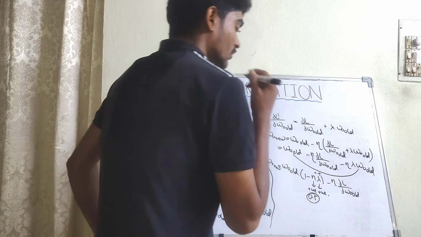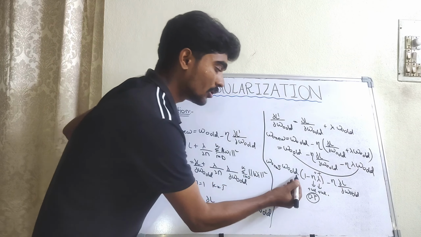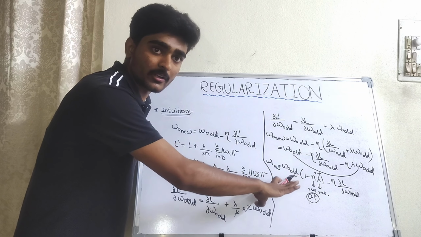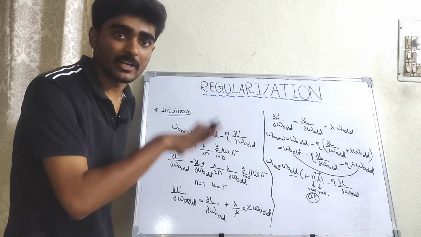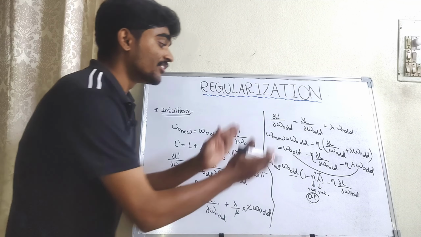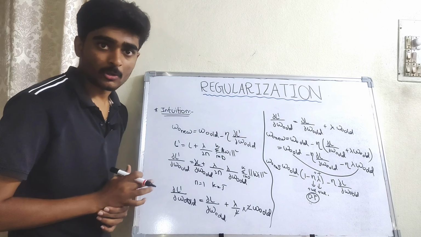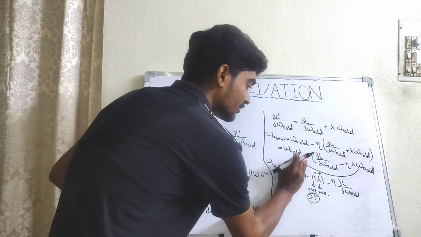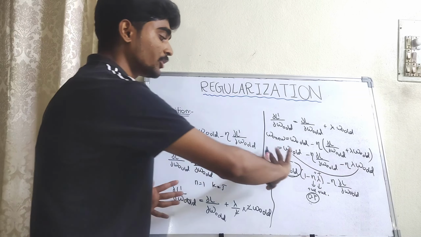Now when you observe over here, this is my old weight value. I'm multiplying 0.5 into this old weight value, which means I'm scaling my weight value. I'm just taking 50% of my old weight value to update my new weight value.